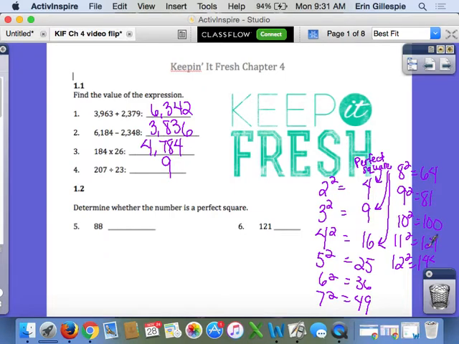So is 88 in my list? I know these are a little hard to read, but hopefully you can see them well enough. No, it's not. 81 and then 100. 88 would fall somewhere in between here, so that means there's no whole number multiplied by itself that equals 88. So the answer here would be no. Is 121 on my list? Yes, it is. It's 11 squared, so 121 is a perfect square.